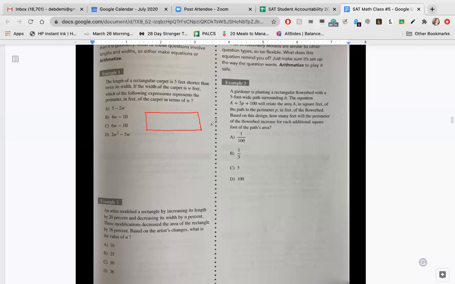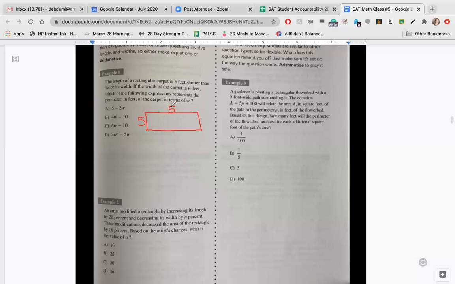Let's just do arithmetizing. So it says the length of the carpet is 5 feet shorter than twice the width. So if the width is, I used a bad number probably, I used 5. If the width is 5, it's not going to fit my picture at all, but the length is 5 feet shorter than twice the width. So twice the width would be 10, minus 5 would be 5. Okay, my rectangle is really a square, but it's okay. You could pick higher numbers and it would be better.